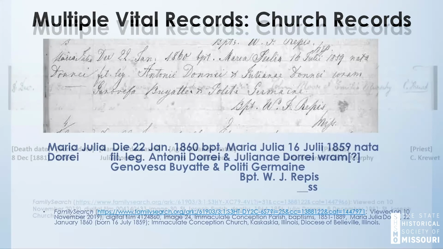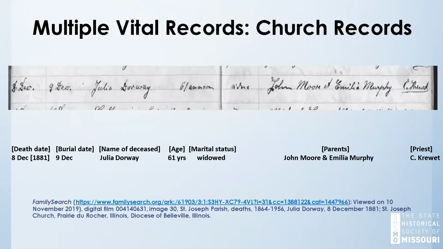And then also, here's a death date, gives the age, so you can extrapolate the birth year for this individual. And you've also got the parents listed. Doorway was a fun surname to try to research. It's French, and so I think I found 14 different spellings by the time I was done with all the records.